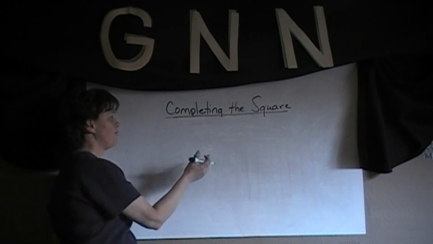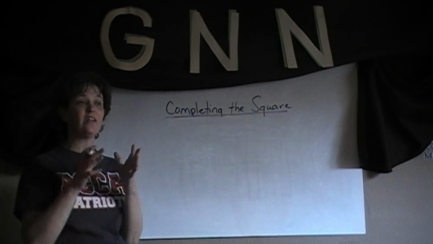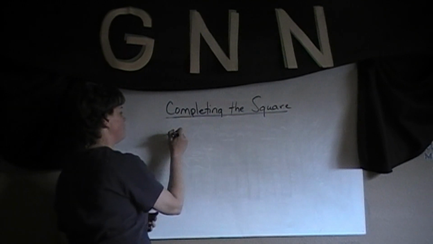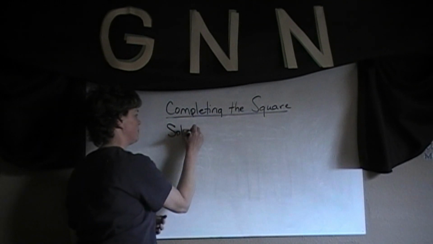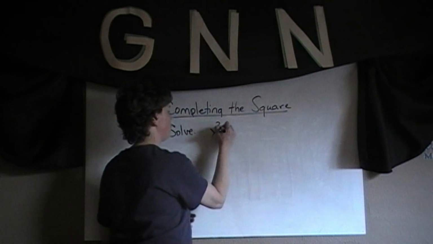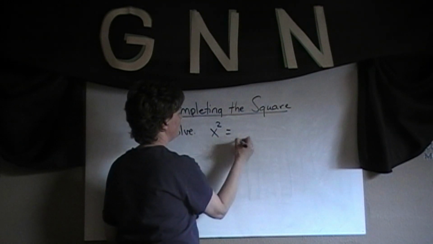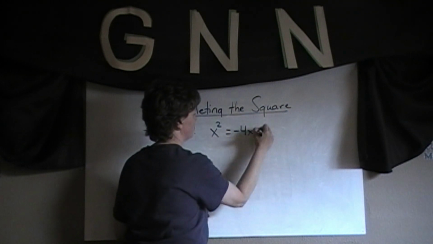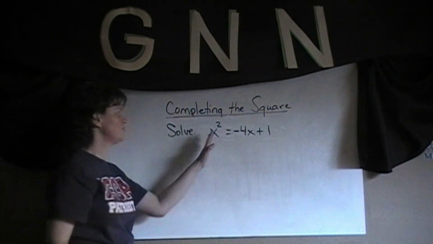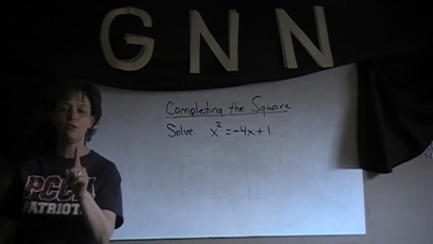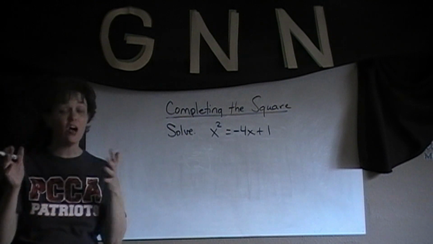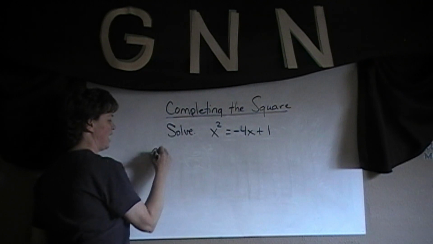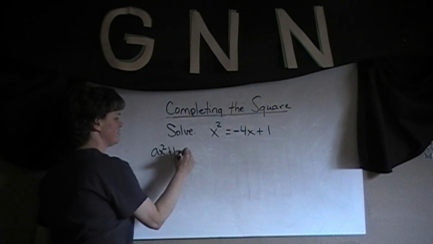Okay, so now we're going to use solve by completing the square. Alright, so when we solve, let's say we have x squared equals negative 4x plus 1, okay? And so here's the example. The first thing you have to do to solve by completing the square is to move it to where you get ax squared plus bx equals c.